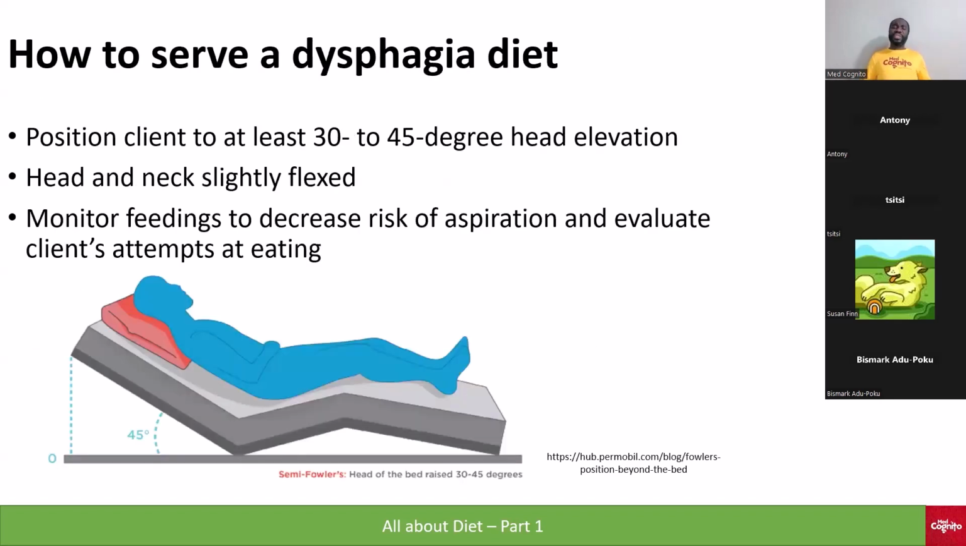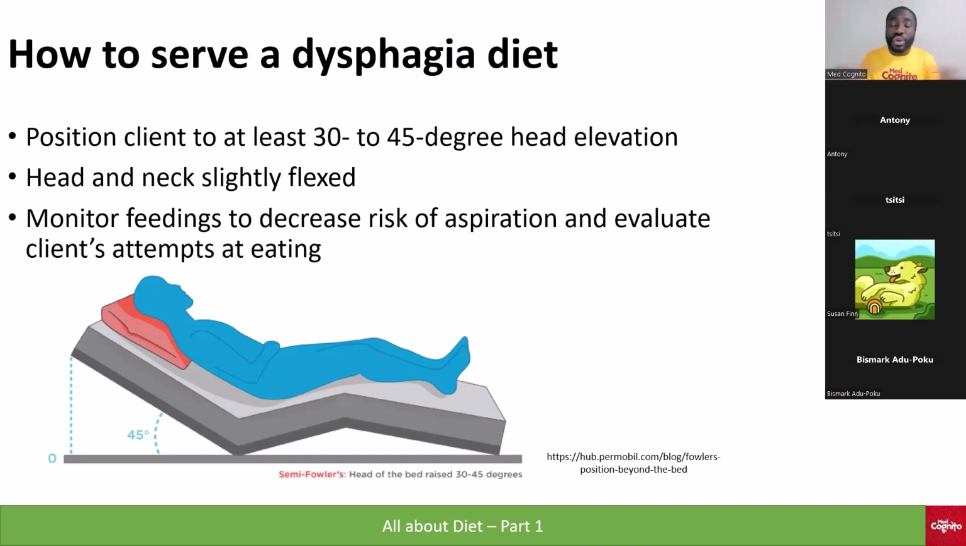Now, if you need to serve a dysphagia diet, one thing you need to make sure is that the client's head is elevated around 30 to 45 degrees. Some people call it a semi-Fowler position. The head and the neck must be slightly flexed. And you want to monitor the feeding, reduce the risk of aspiration, and evaluate the client's attempt at eating because this is a client who has difficulty swallowing. So while you are serving the dysphagia diet, please make sure that the head and the neck are a bit elevated, 30 to 45 degrees.